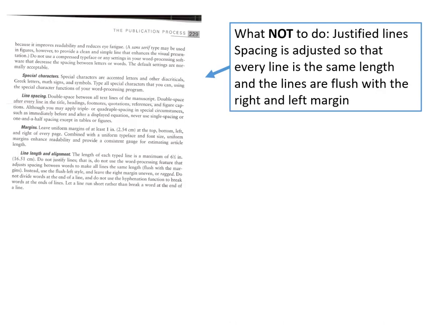What do we mean by not justifying your lines? If you look at your APA manual, this is actually what you should not do. When the lines are justified, the word processing program adds in spaces to make each sentence the same length in order to have all the lines flush with both the left and right margins. This is incorrect and not what you want to do.